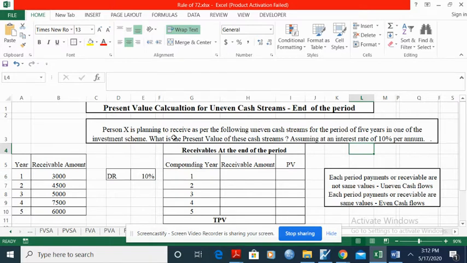Person X is planning to receive the following uneven cash streams for a period of 5 years in one of the investment schemes. He is going to receive 3000 rupees at the end of the first year, 4500 rupees at the end of the second year, and 5000 rupees at the end of the third year, fourth year, and fifth year. What is the present value of these future cash streams as on today? That is what we need to calculate at a discount rate of 10 percent.